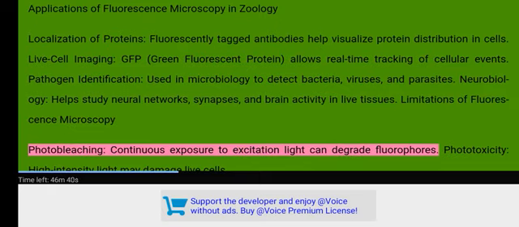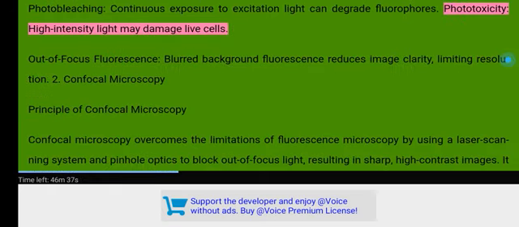Limitations of fluorescence microscopy. Photobleaching, continuous exposure to excitation light can degrade fluorophores. Phototoxicity, high-intensity light may damage live cells.